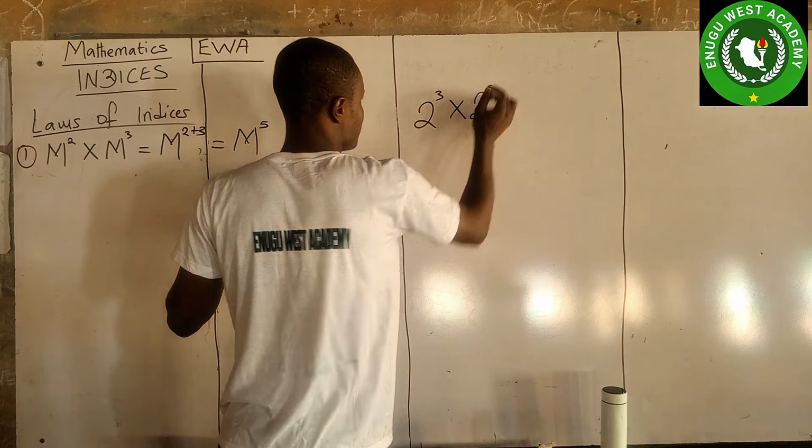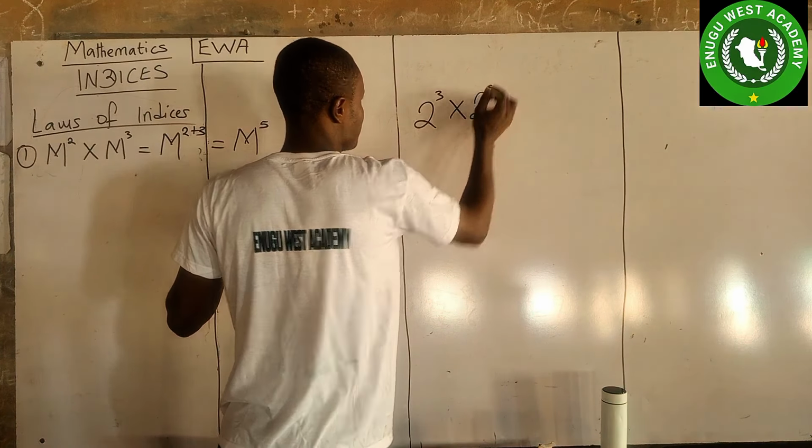2 raised to power 8. So that is the multiplication law. Now the second one is called the division law. If we have m raised to power 5 divided by m raised to power 2.